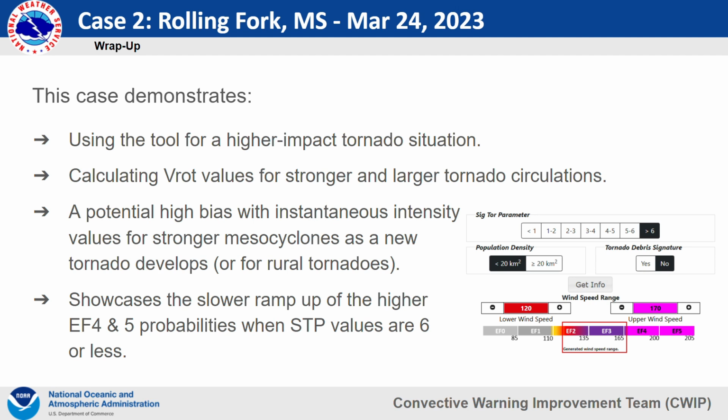It also showcases, well, it wasn't explicitly shown, but when your STP values are 6 or less, the tool has a slower ramp up to those higher EF4 and EF5 probabilities.